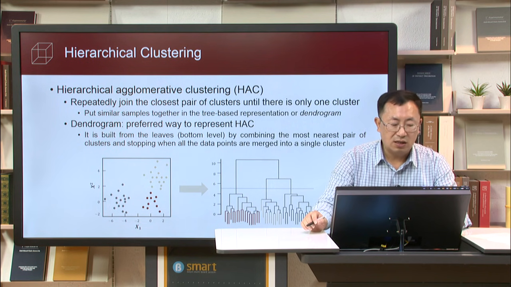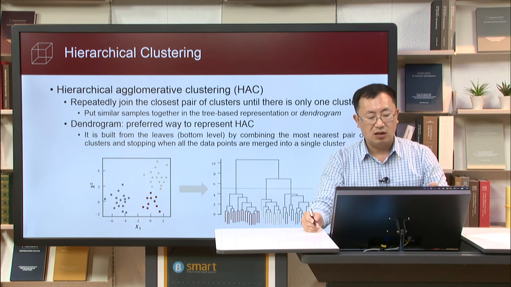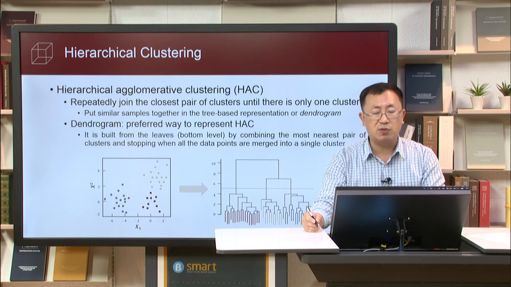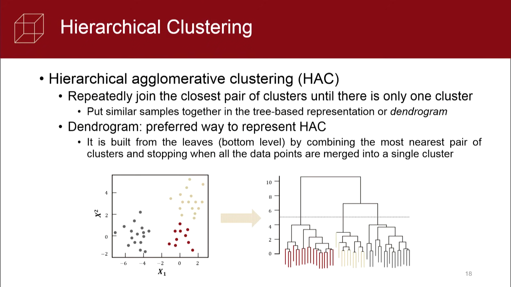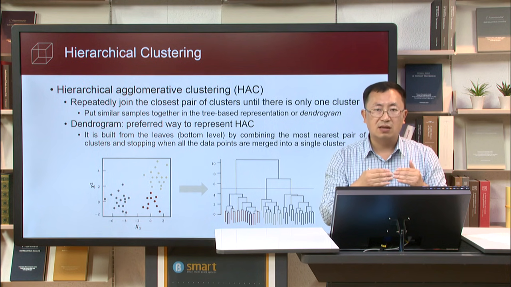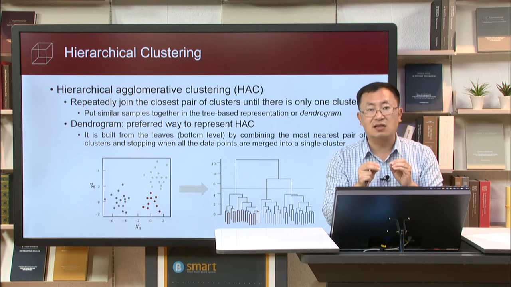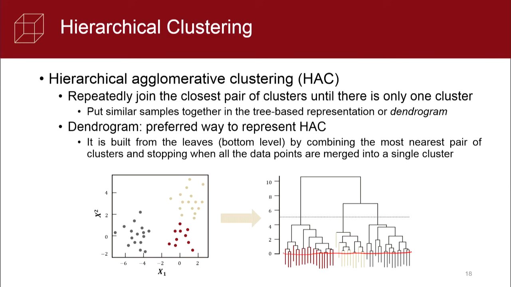So in that case, the dendrogram, which is the upside-down tree, is used to represent hierarchical agglomerative clustering. Basically, it is built from the leaves. The leaves correspond to each data point. And as already mentioned, HAC starts with each data point as a single cluster, right? So this leaf part corresponds to each data point.